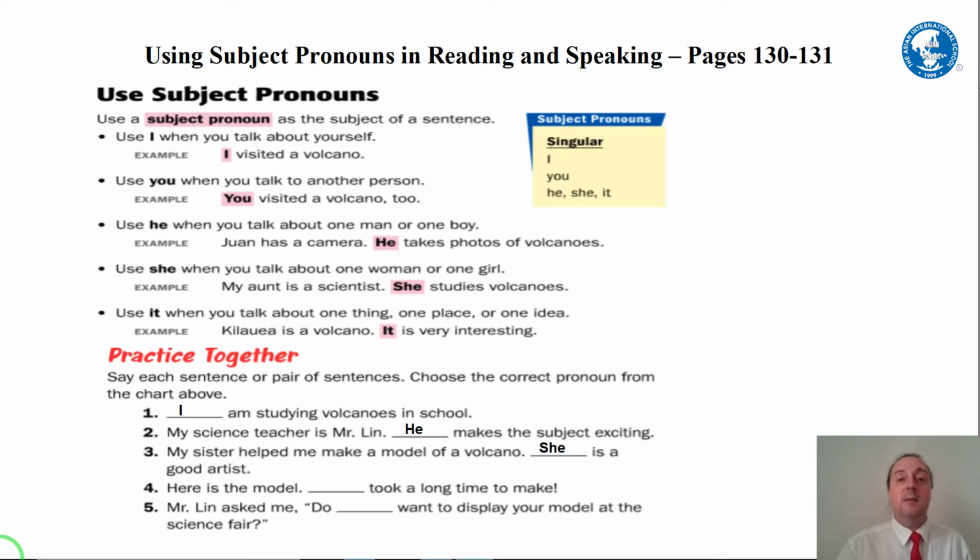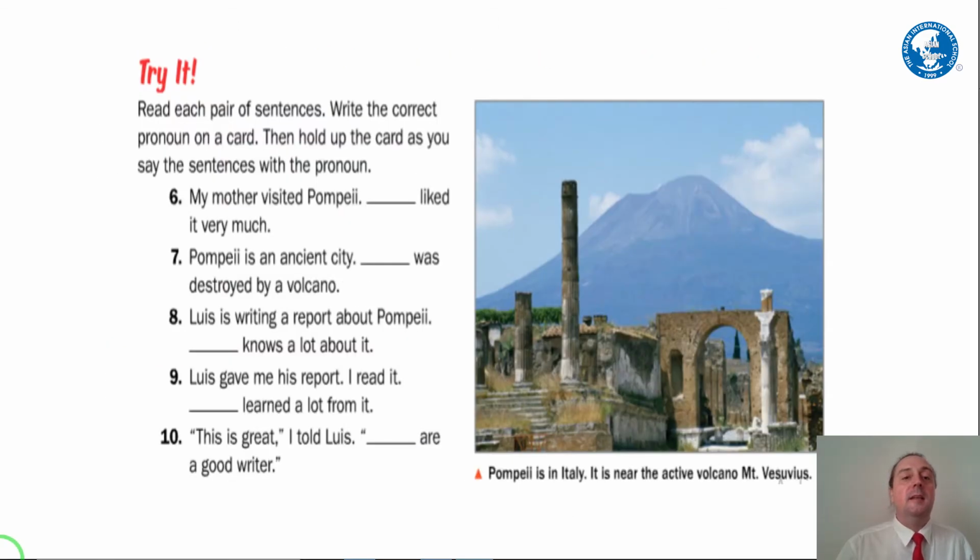Number 4, here is the model. It took a long time to make. Number 5, Mr. Lin asked me, do you want to display your model at the science fair? Okay, let's do one more. Practice this one. Take 1 minute and fill in the subject pronouns for numbers 6, 7, 8, 9, and 10.